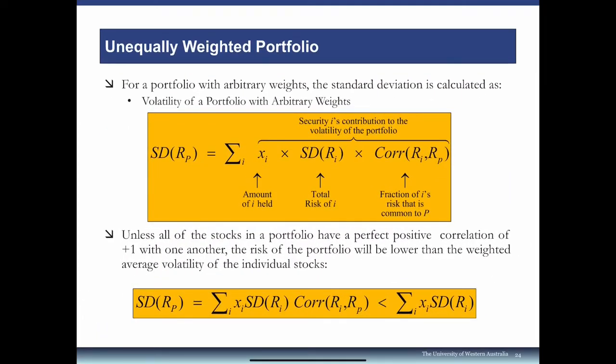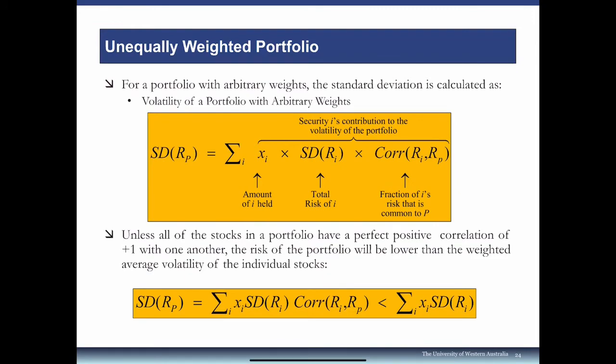But what if you have an unequally weighted portfolio? All these are very abstract, but we just want to get the message out that it doesn't really matter whether it's equally weighted or unequally weighted. What matters is that diversification will reduce the variance. So for a portfolio with arbitrary weights, the standard deviation, which is the square root of variance, is calculated as a summation of the amount held in a particular stock I times the standard deviation of stock I times the correlation of stock I with the portfolio return.